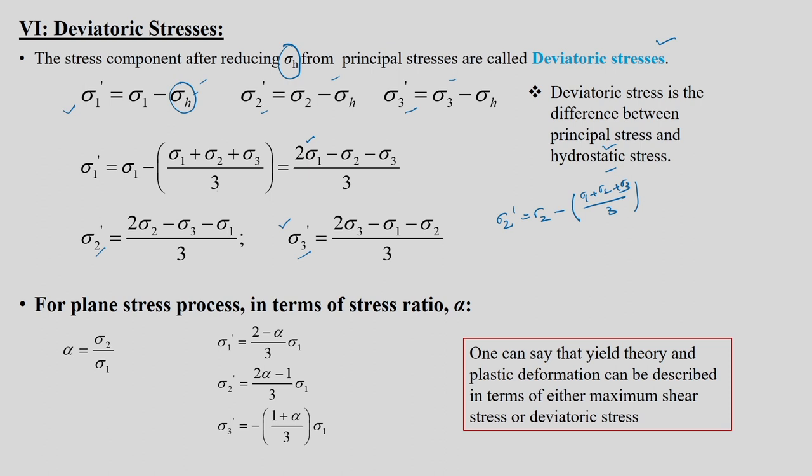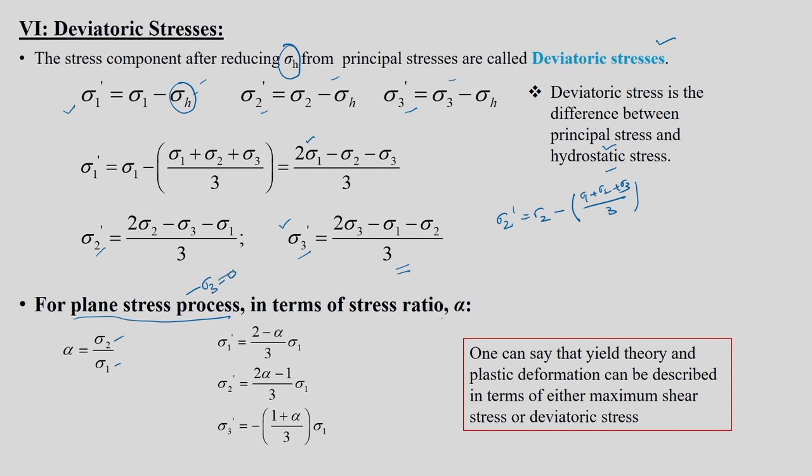Strains, you should get it from the original dimensions or the relationship between, you know, tensile test or any other form of deformation. Okay. So now I am going to further simplify these equations for plane stress process, which is what we want in this course. For a plane stress process, in terms of alpha, what is alpha? Sigma 2 by sigma 1 is known. Now for plane stress process, I will put sigma 3 is equal to 0.